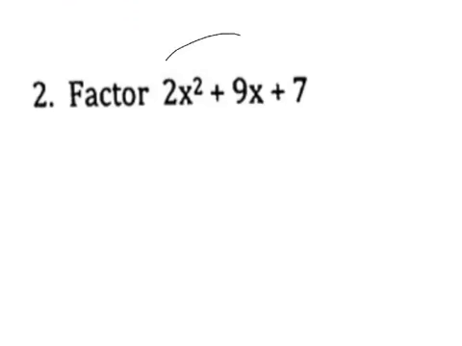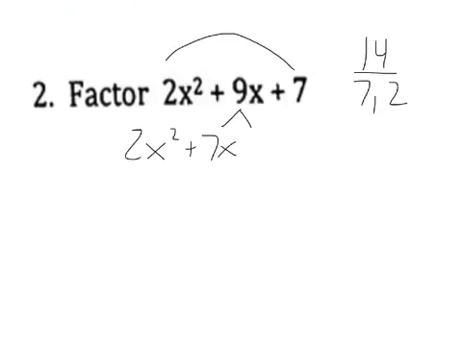And we're going to multiply 2 and 7. Now think about what you have to find. You have to find 2 numbers that do 2 things. They multiply to be 14 and they add up to 9. So 7 and 2. Now I take the middle term and I split it up into 7x and 2x. So 2x squared plus 7x plus 2x plus 7.